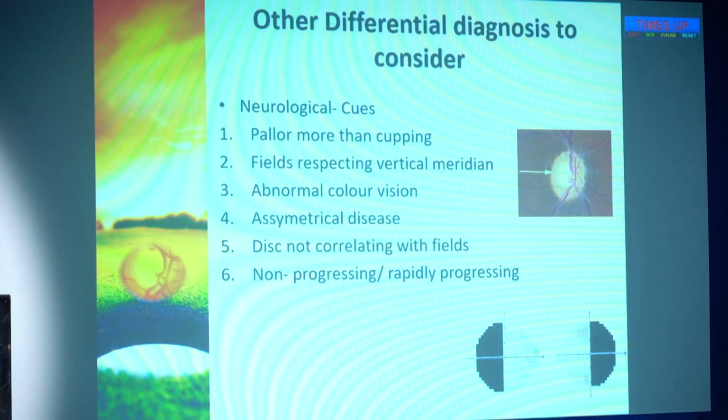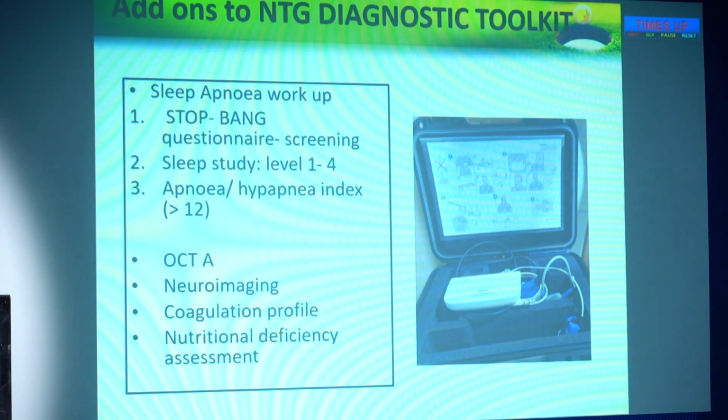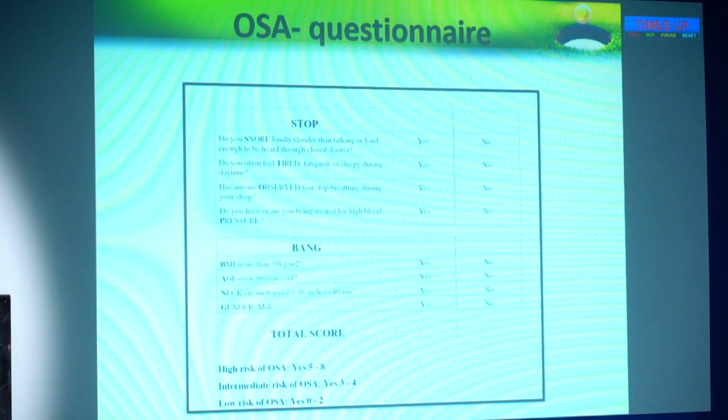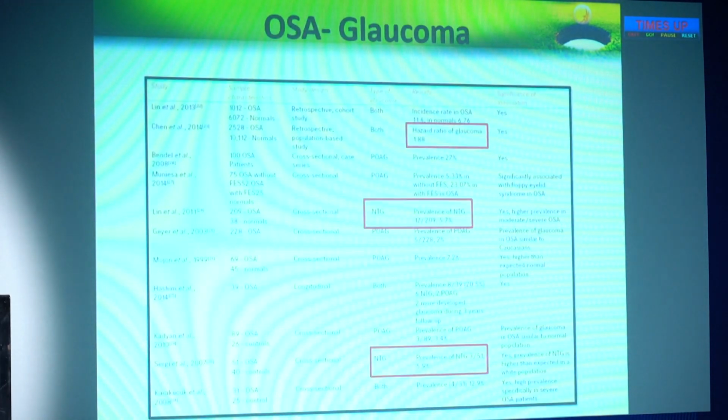So the other important differential to consider would be neurological causes, where the cue would be paramedian cupping, fields respecting the vertical meridian, and the disc not correlating with the fields. Other add-ons to the NTG diagnostic toolkit would be a detailed sleep apnea workup, OCTA, neuroimaging, coagulation profile, and nutritional deficiency assessment. The STOP-Bang clinical assessment score can be done to assess the severity of OSA. Again, the role of OSA in NTG has been well proven.